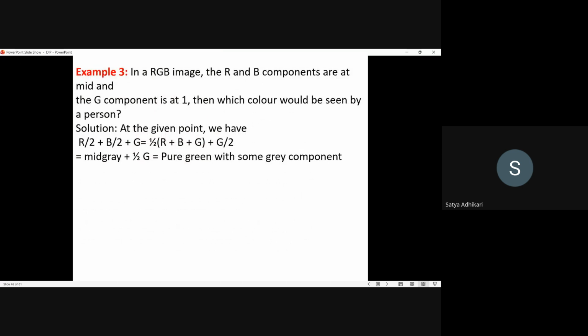In an RGB image, the R and B components are at mid and the G component is at 1. Then which color would be seen by a person?